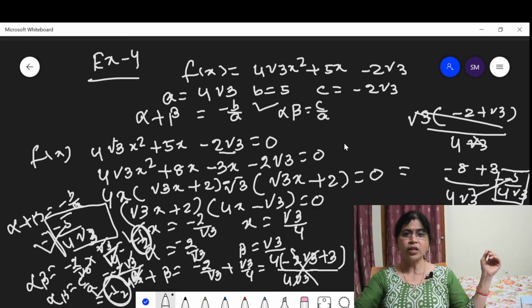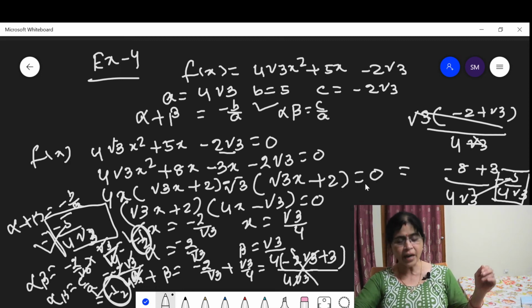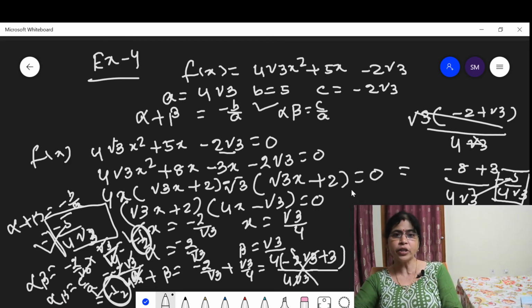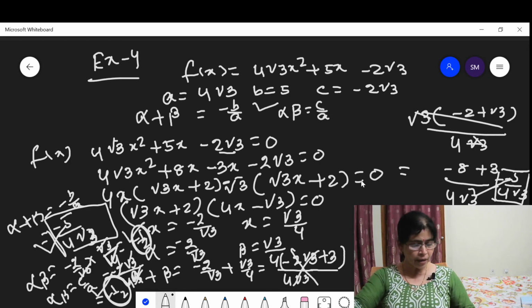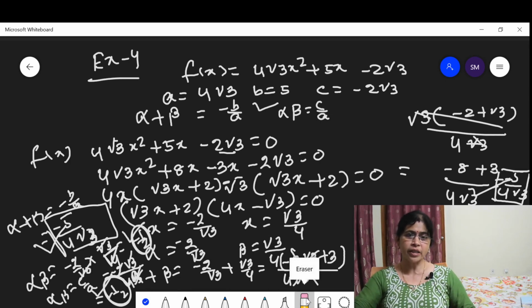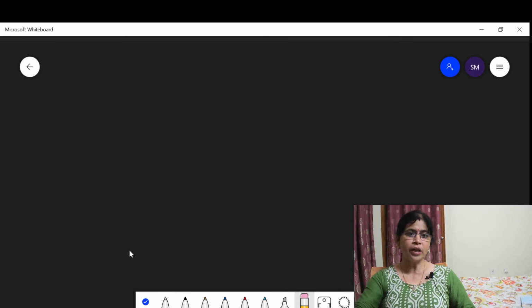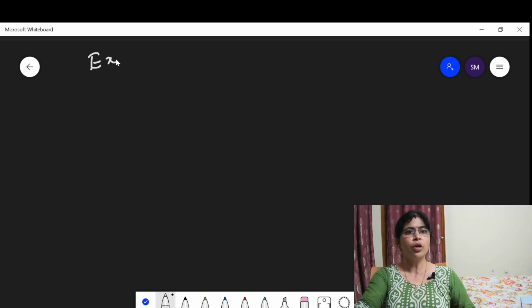Hence verified the relationship: alpha plus beta is equal to minus B upon A, and alpha into beta is equal to C upon A. Now let us solve example 5. I have already told you students, when you practice a variety of questions, it will be helpful for you in the exam paper.